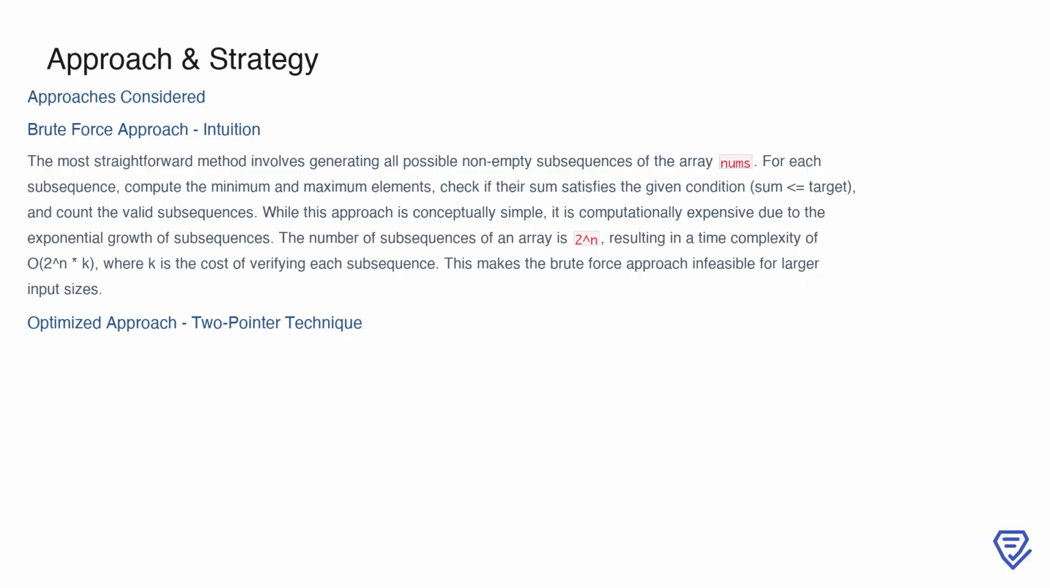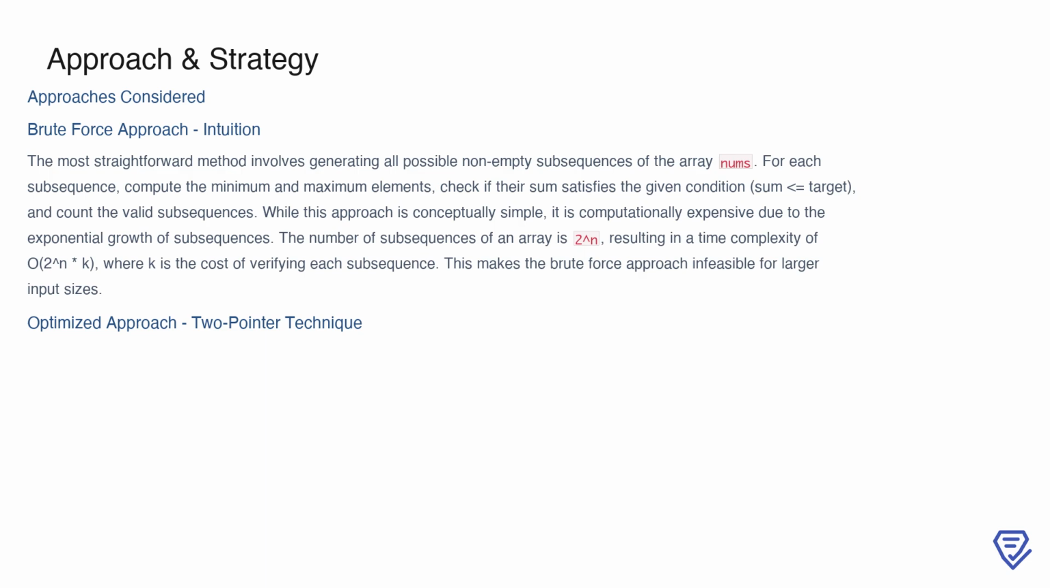For each subsequence, we calculate the minimum and maximum elements, check if their sum satisfies the given condition, and count the valid ones. While this idea is intuitive and straightforward, it becomes computationally expensive very quickly. The number of subsequences grows exponentially as 2^n, and for each subsequence, we need additional computation to verify the condition. This results in a time complexity of O(2^n * k), where k represents the cost of verifying each subsequence. With larger input sizes, this approach is impractical due to the sheer number of computations required.